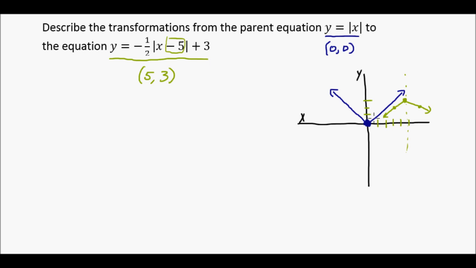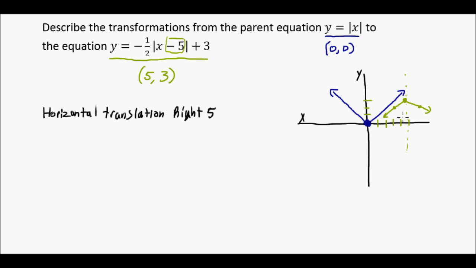So let's describe how to get from the blue graph to the green graph. The first thing I'm going to do is shift it to the right 5. Shift the vertex of this. If I go over 1, 2, 3, 4, 5, I'll be sitting just underneath this graph. So that shift is a translation. So this is a horizontal translation right 5. Okay, so that'll move the blue graph over here to the right 5, just underneath the green one.